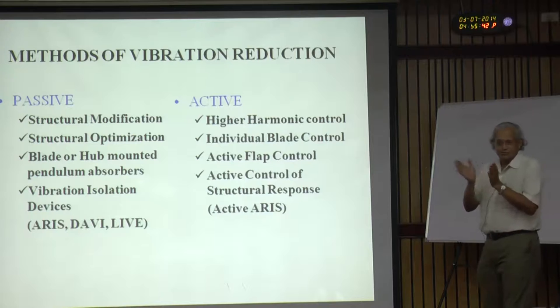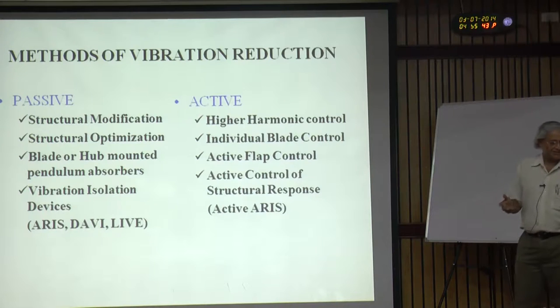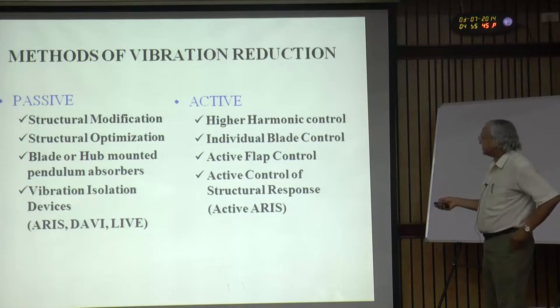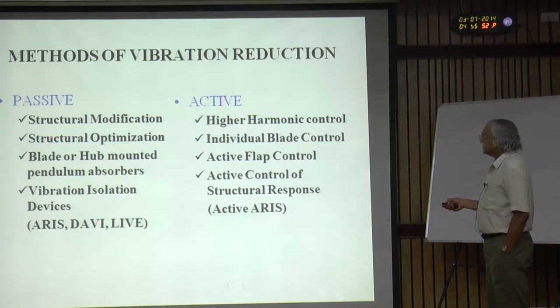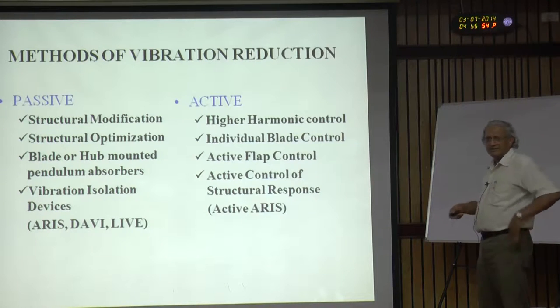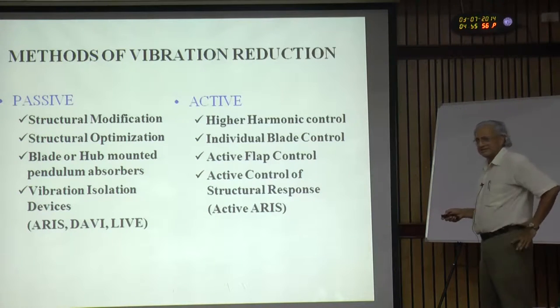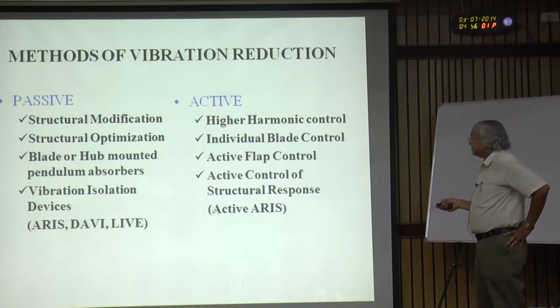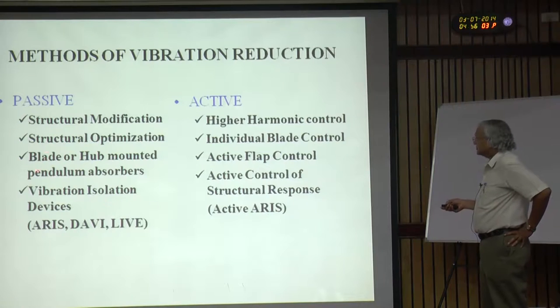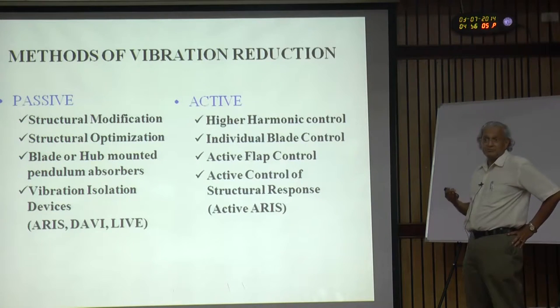If you see, there are two approaches you can say. One is the passive approach. Passive approach means you go back and make some structural modification. I modify my structure by doing something. And then, well, this is also an optimization, a mathematical study you have to do. Then you put some absorbers, pendulum absorbers.